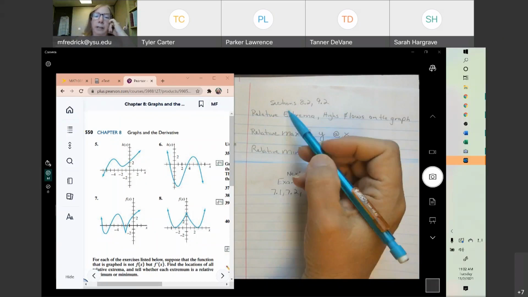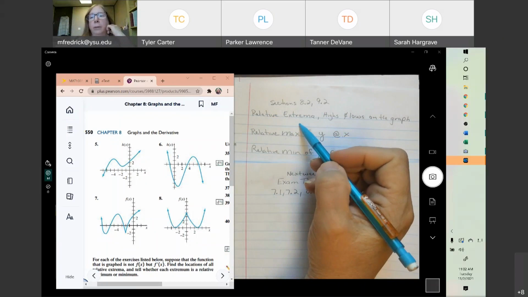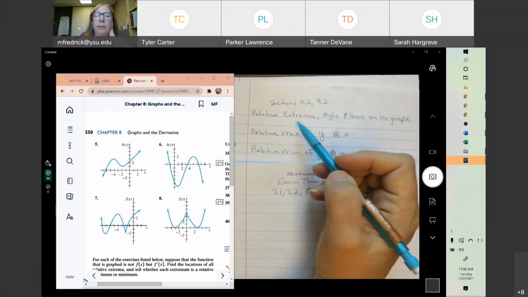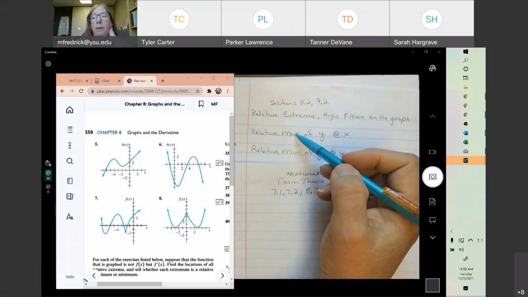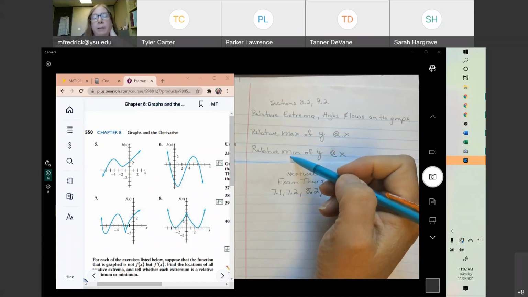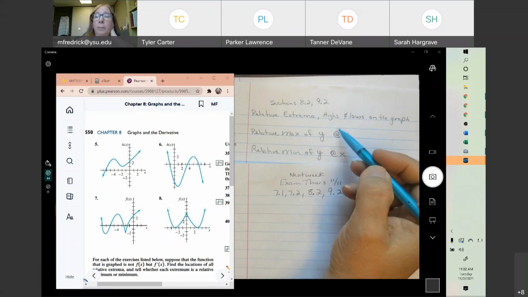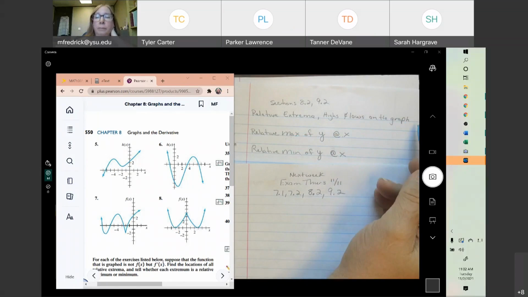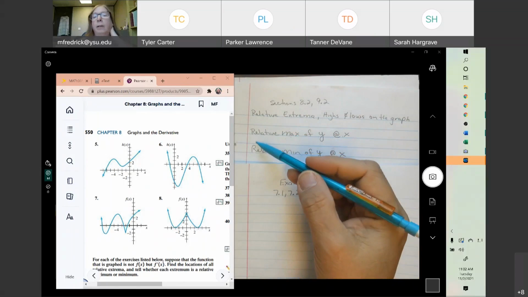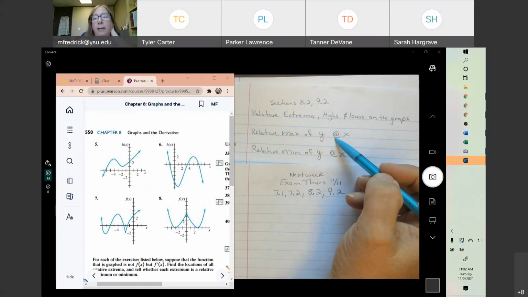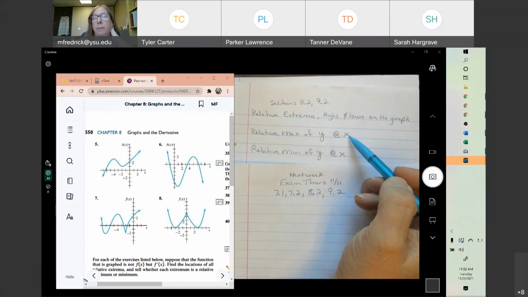Chapter 8 and 9 talk about relative extrema, which is the highs and lows on your graph. So if it says relative extrema, it wants all the possible max and mins on the graph or the equation. It's your highs and lows. When you're naming them, it's a relative max of your y value at your x value.